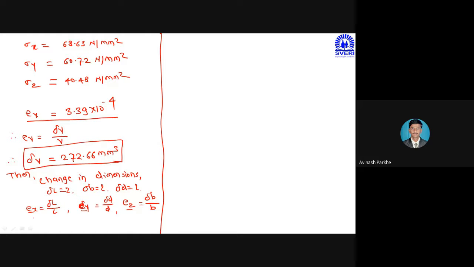But for that calculation, first we have to calculate the strain in X direction, strain in Y direction, and strain in Z direction. So we have those big formulas that we discussed yesterday. Epsilon X is equal to sigma X upon E. This is linear strain because force is applied in X direction, minus mu into sigma Y upon E minus mu into sigma Z upon E.